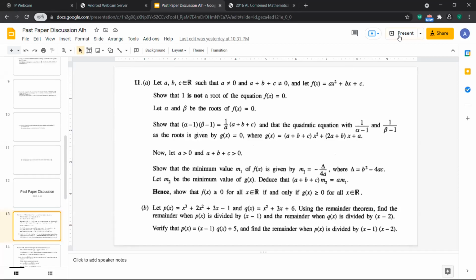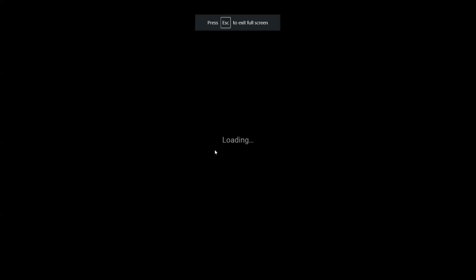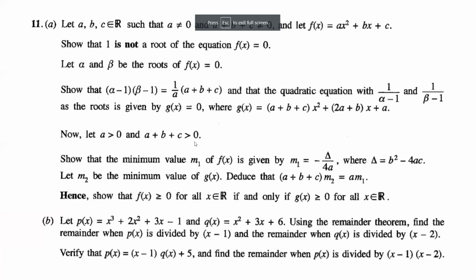So we are given that a is greater than b and a plus b plus c is greater than 0. Then we show that the minimum value of f(x) is this, M1 is equal to this, where delta is equal to b squared minus 4ac. That's the first thing. And then we need to find the minimum of g(x).